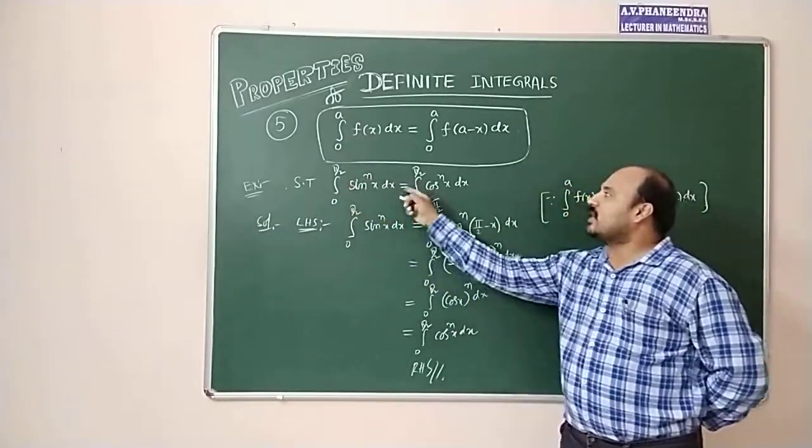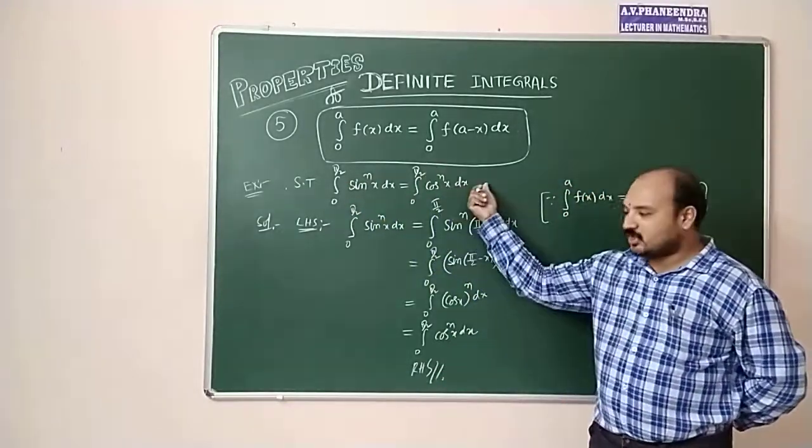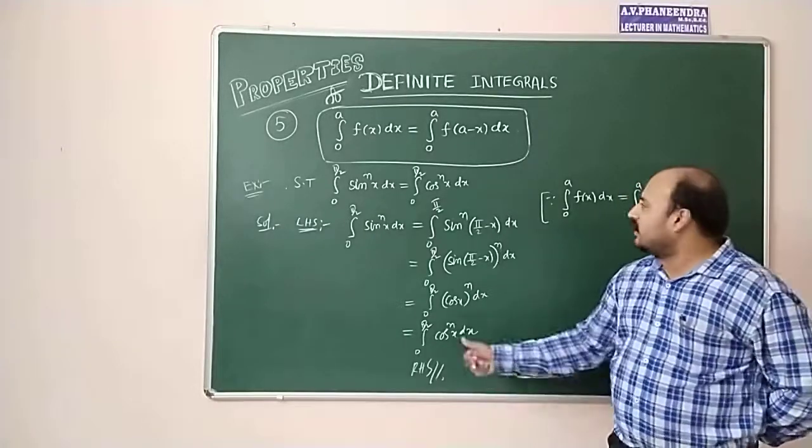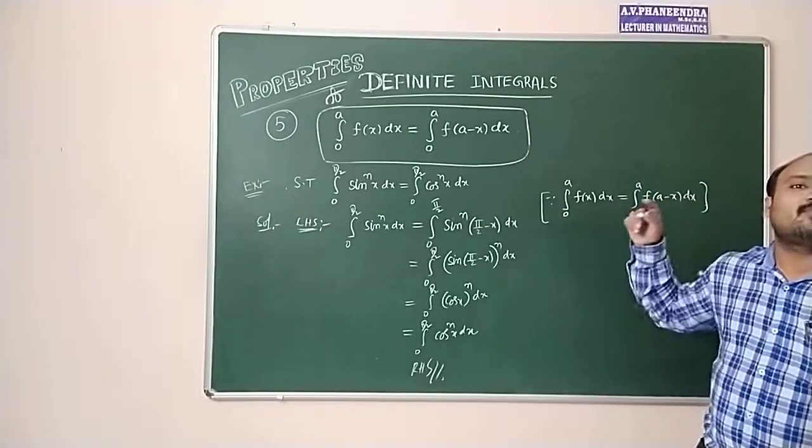Integral 0 to pi by 2 sin power nx dx equal to integral 0 to pi by 2 cos power nx dx. That is the use of this property number 5.